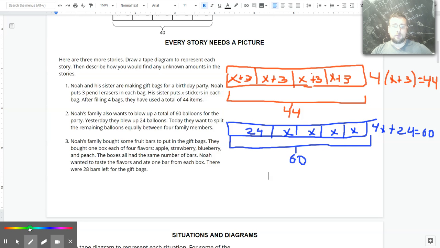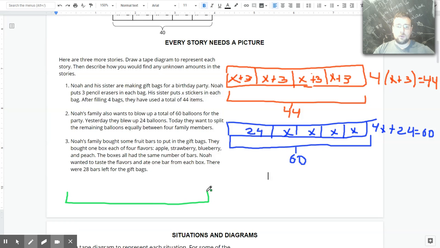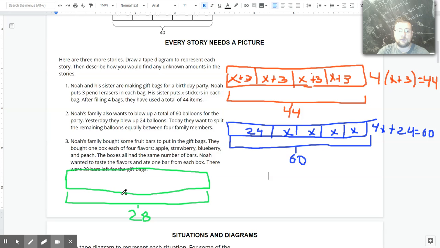So see, creating a little diagram helps you solve the problem. Try it with the last one. Pause it before I try it. Okay, this is a little tricky one compared to the other ones. We have 28 bars left after he did what he did. But if you think about how many bars there were originally, or how many bars were in each box, that is what we have to figure out.